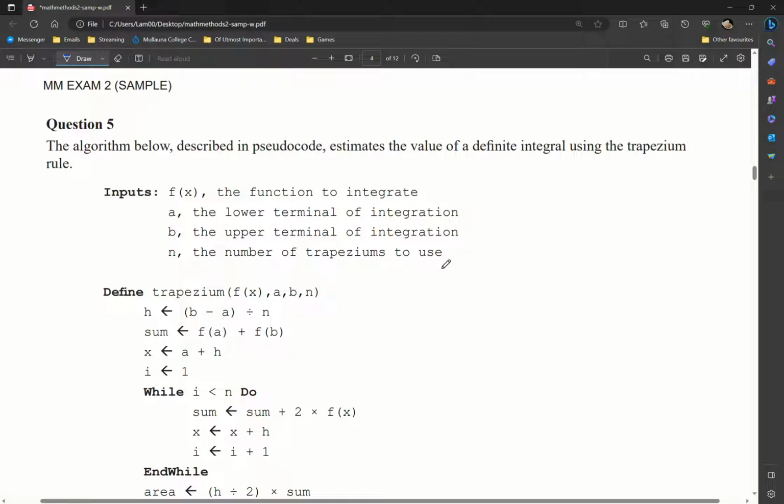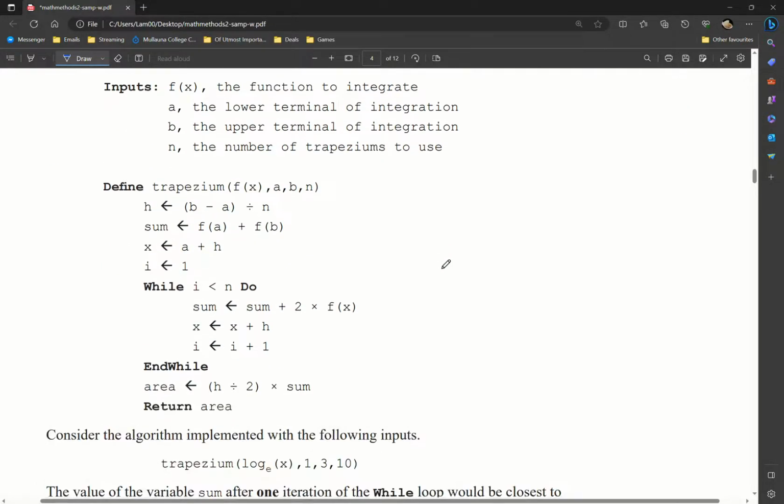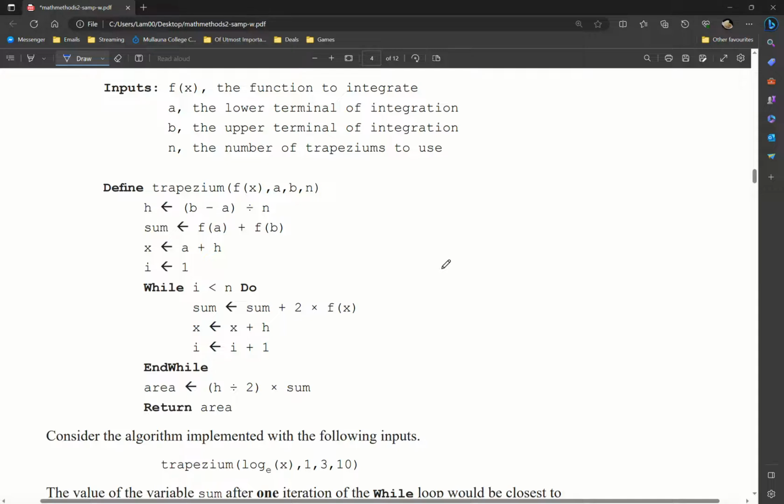So, it explicitly says after the while loop, okay? Because when I look at this question, originally I would see the sum in the define section. It says sum is f of a plus f of b. A lot of students will stop there, but the question explicitly asks for after one iteration of the while loop. So what we're looking for in the while loop, the second line says sum is going to, and there's an arrow, we're going to define it as sum plus 2 times f of x.